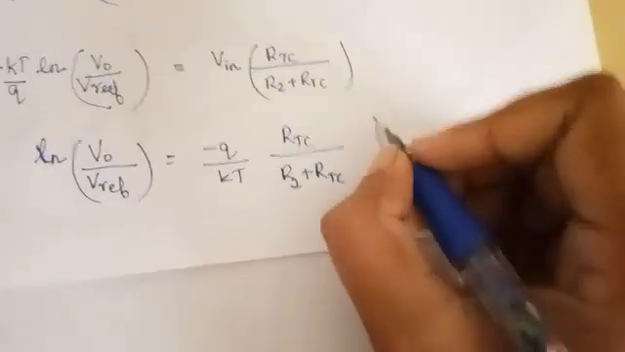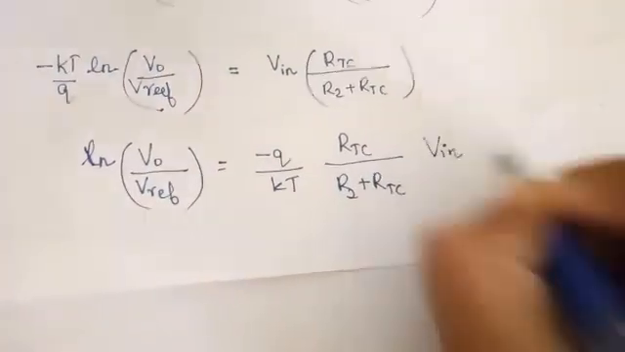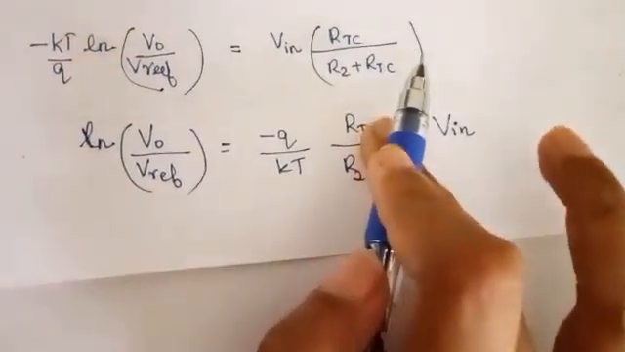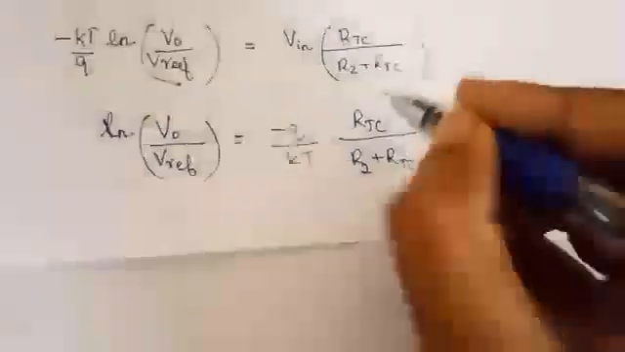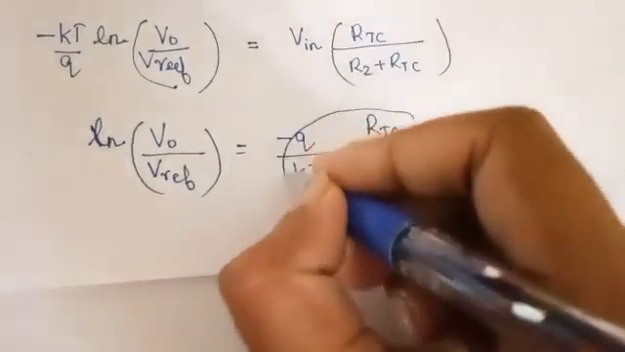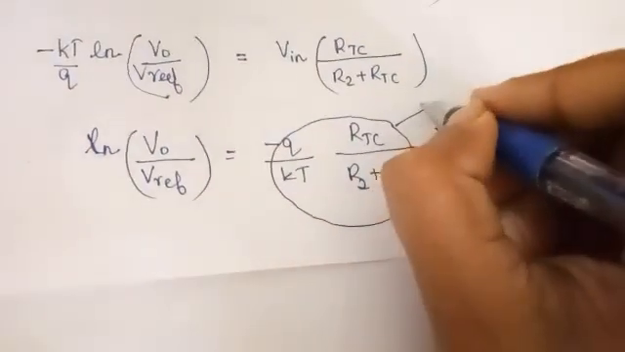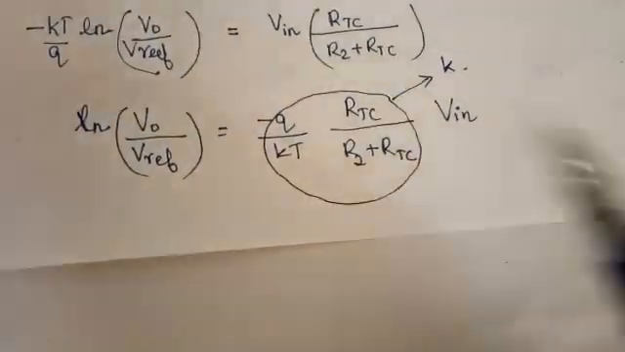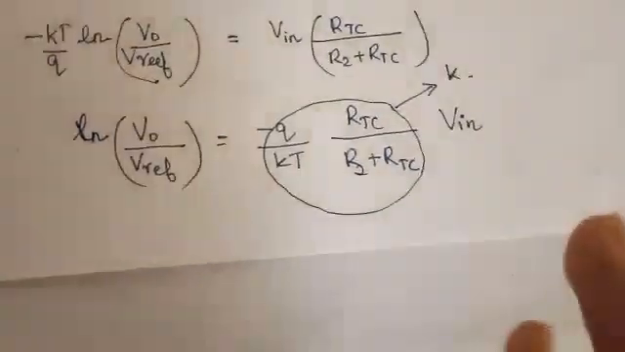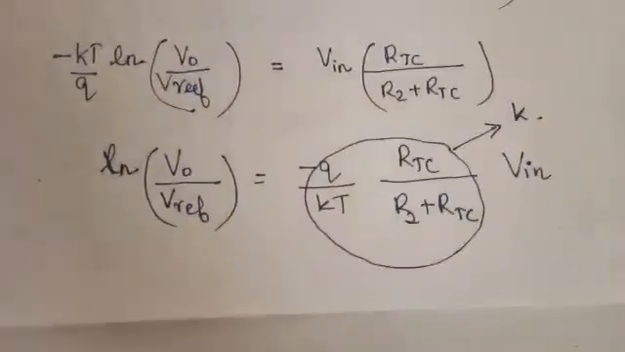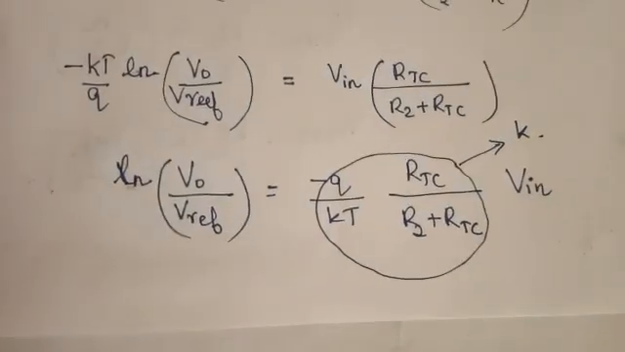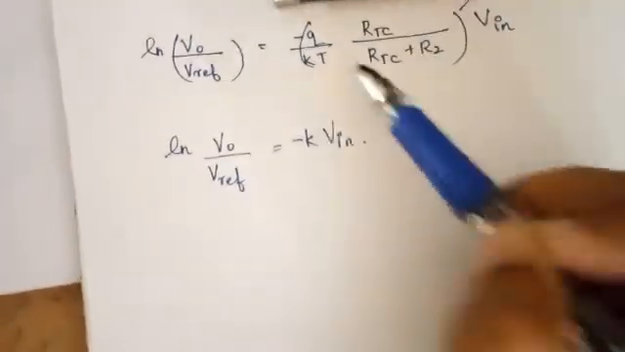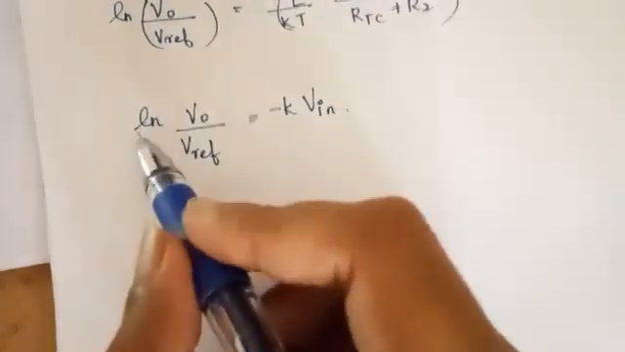Sorry, I forgot to put the Vin. All this is a constant: RTC, R2, RTC, and we put all this as K. Even if you include the minus in it, it is still a constant. Now I am just not taking the minus. Even if you take it, it's the same thing. So ln V0 by V reference is equal to minus K into Vin.